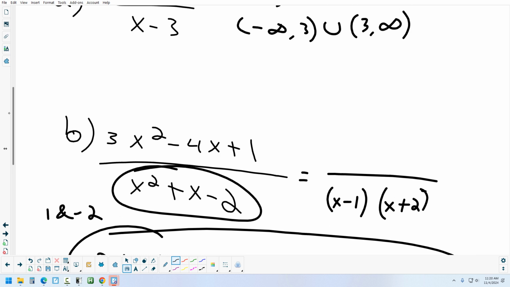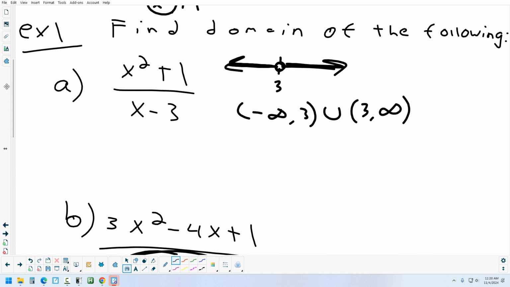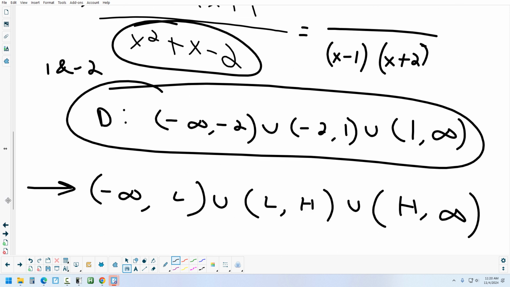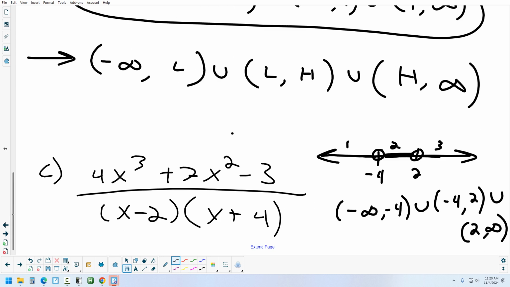The pattern when you have one value excluded is just negative infinity to that value, and then that value to infinity. There's no low and high. It's just one number. 3 in that case. Any questions on that? All right.